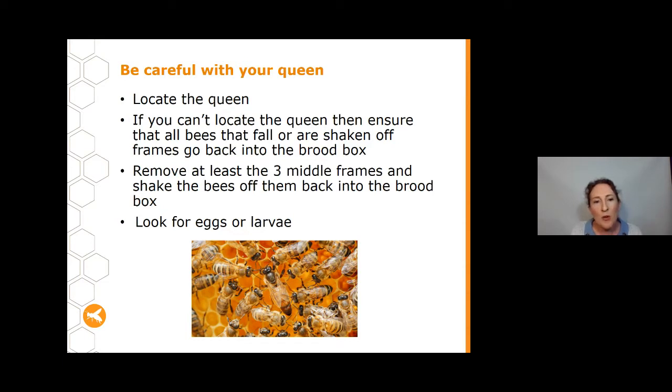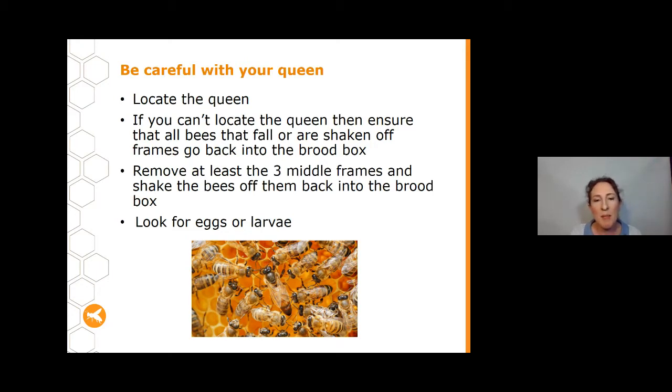The first thing you want to look for is eggs or larvae on those frames. If you haven't seen a queen, if you can see eggs or very young larvae, it means that there's likely to be a queen in there and she's actively laying. So that's a good sign and just a good health check for your hive.